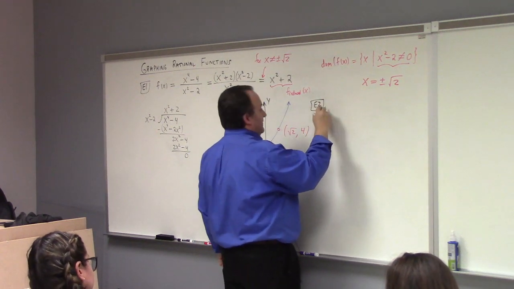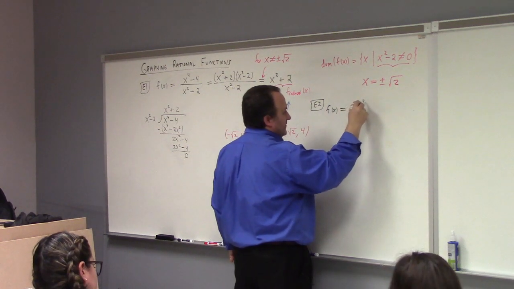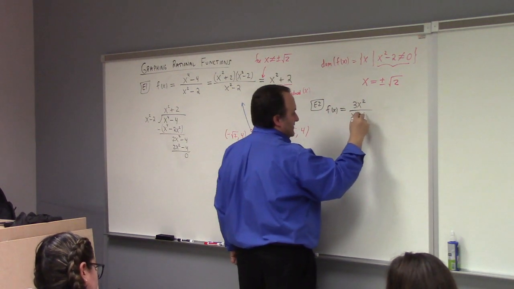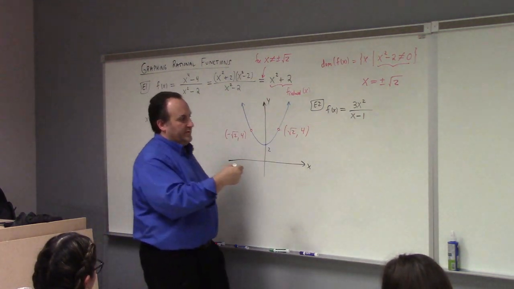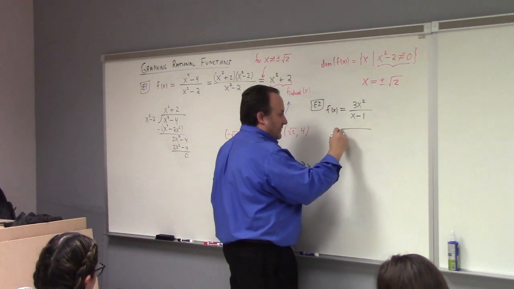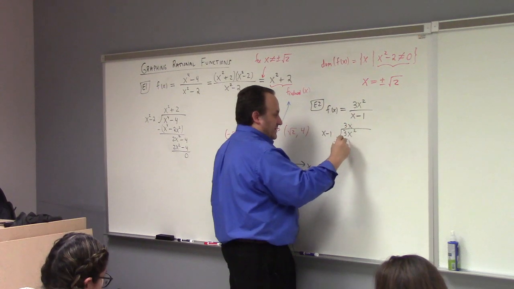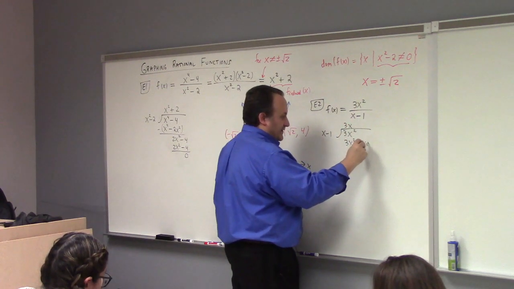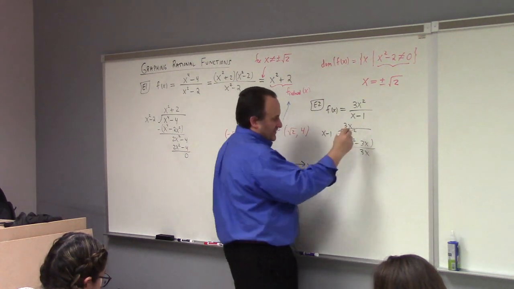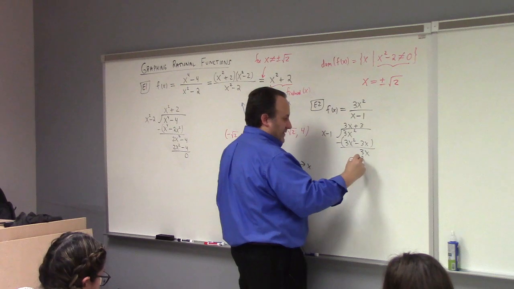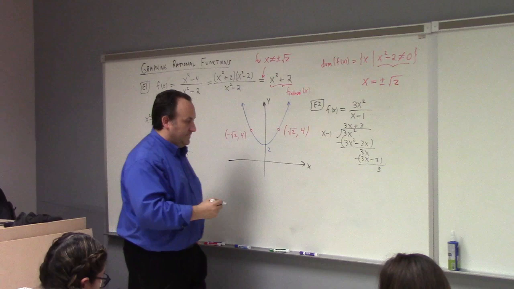How about we have f of x equals 3x squared over x minus 1. So let's do the long division. We've got 3x squared, we've got an x minus 1. So that gives us a 3x. We've got 3x squared minus 3x. Take the difference, you get 3x. Oh, okay, so plus 3. And then I get 3x minus 3. I subtract, I get 3 for my remainder.